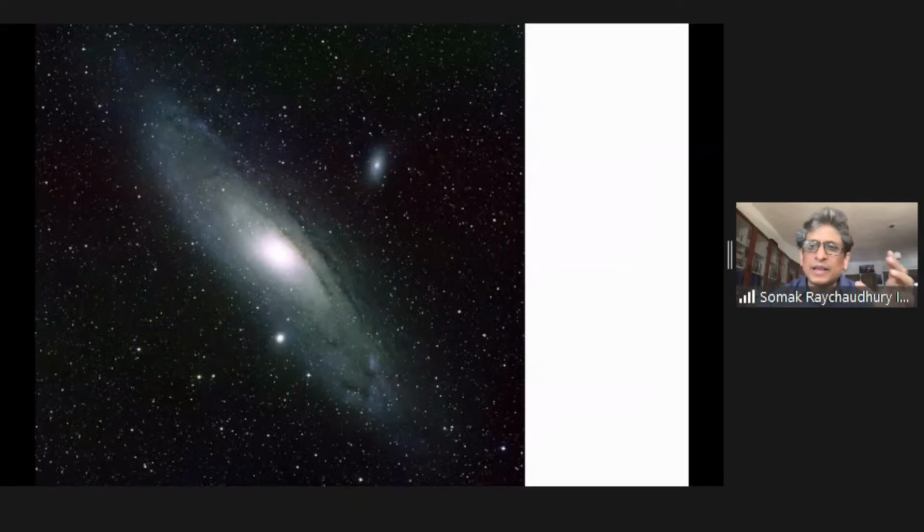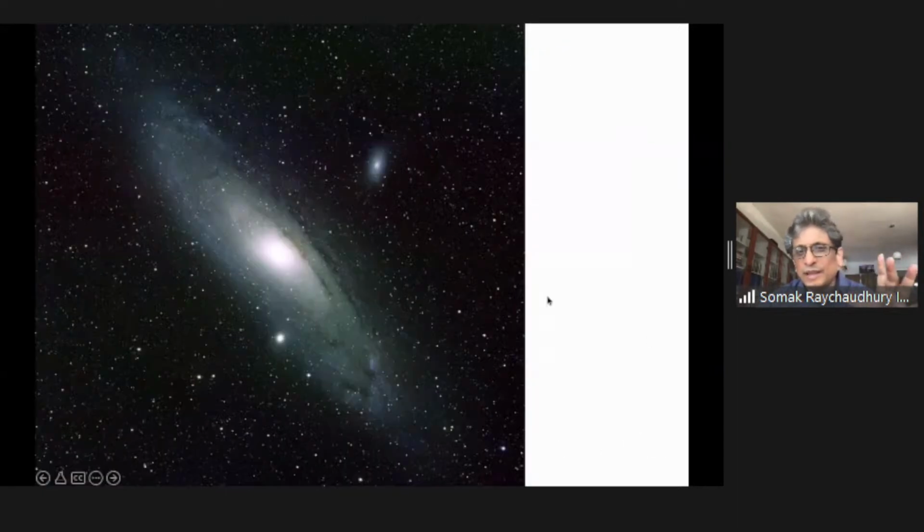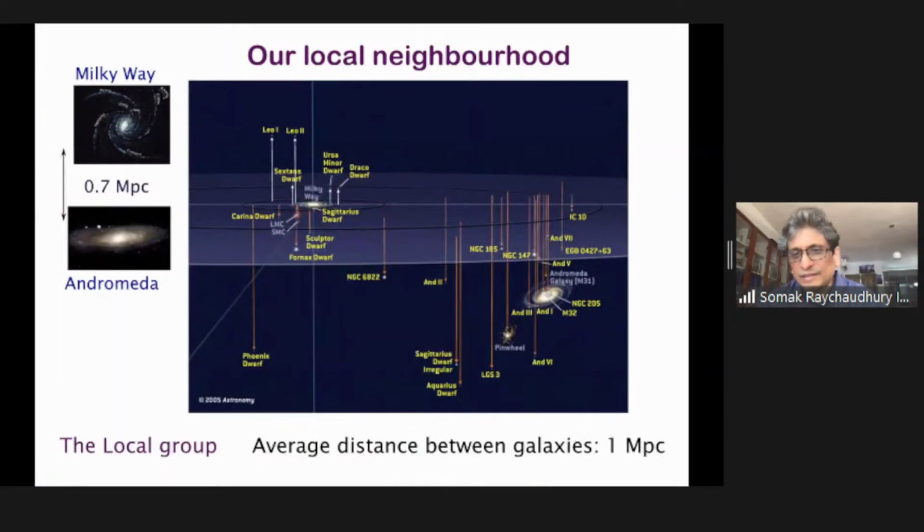And this is the Andromeda galaxy, which is that one, and this is a real photograph. And you can already see two satellites, NGC 205 and 32. And then if you look very closely, not in this photograph, but in other photographs, you will see other of these satellites.